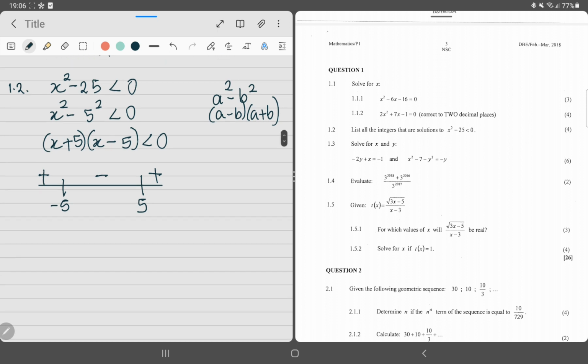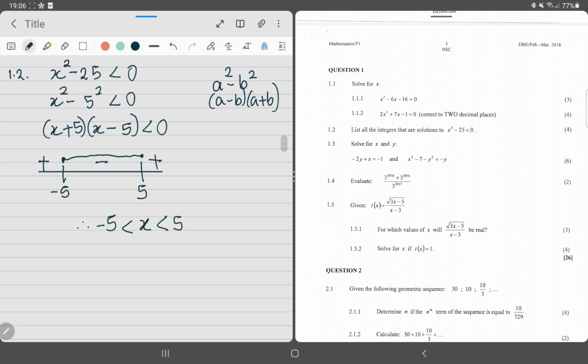So we need to look for solutions, the values of x that when we substitute, we get a negative value. So those values lie in between this point and that point right there. Therefore, x should lie between negative 5 and 5.